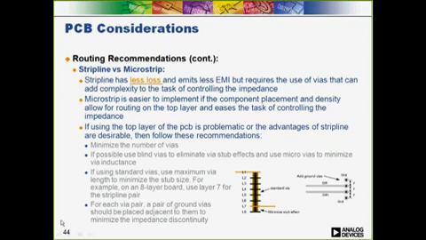If using standard vias, use the maximum via length in order to minimize the stub length. For example, if using an 8-layer board, use layer 7 for routing so the stub is only 1 layer long. Here you can see you route on layer 1 and layer 7. That minimizes this stub. Also, for each via pair, at least 1 pair of ground return vias should be placed adjacently in order to help maintain the impedance through the via.